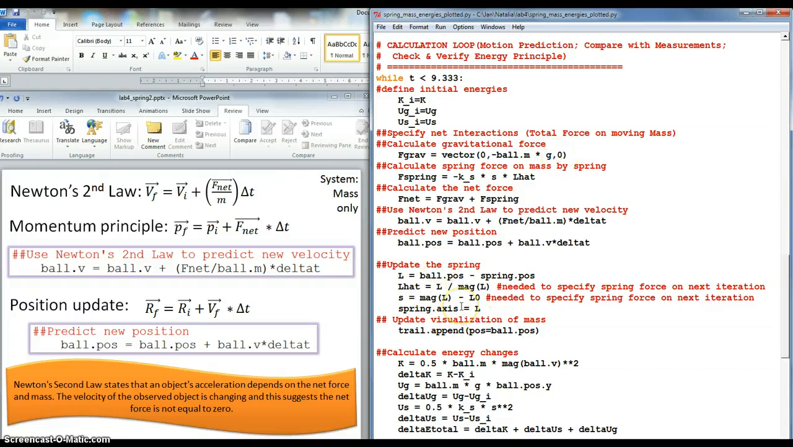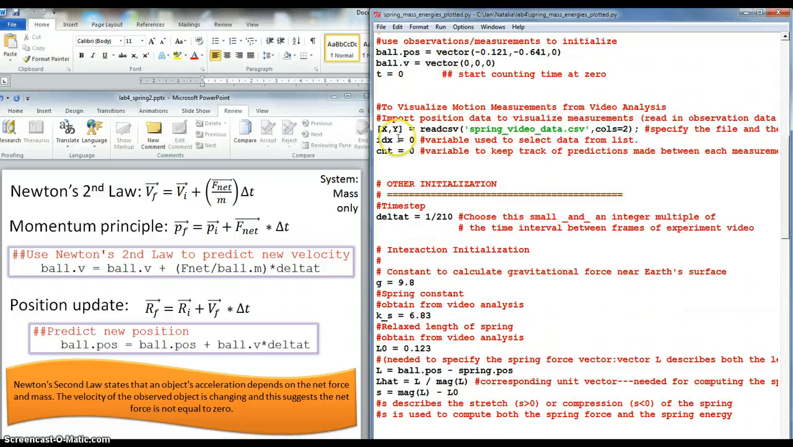These lines of code update the spring force, which is necessary because as the mass moves and the ball position changes, the spring force changes. This line updates the visualization of the spring. In these lines of code, we read the x and y positions of the observed mass into the Python program. These are from the CSV file we saved earlier from our Tracker analysis.